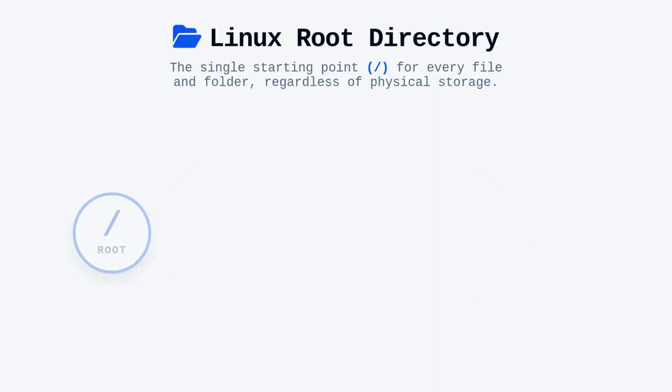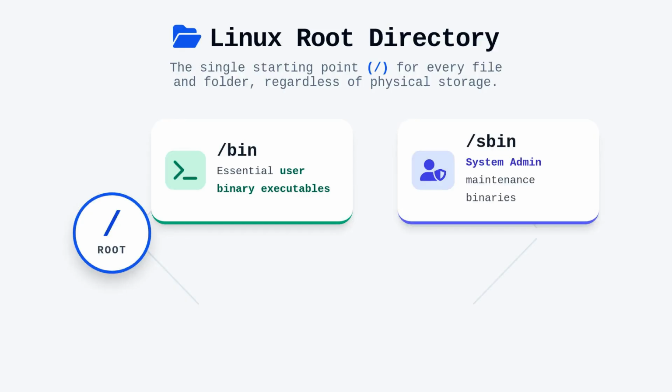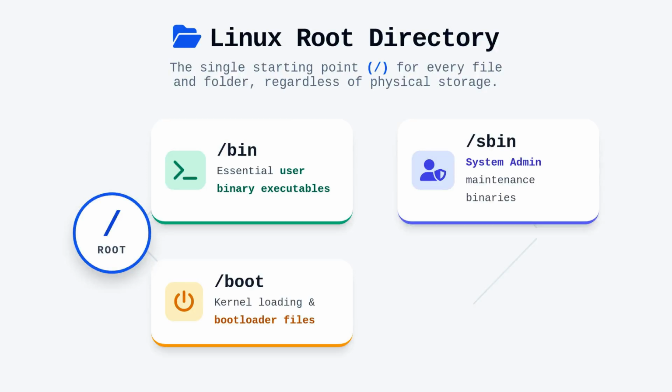Directly under root, we find essential directories like /bin and /sbin. The /bin directory houses binary executables required for essential user commands, while /sbin holds binaries primarily used by the system administrator for maintenance tasks. You will also find the boot directory, which contains the files necessary for the kernel to load and the bootloader to execute.